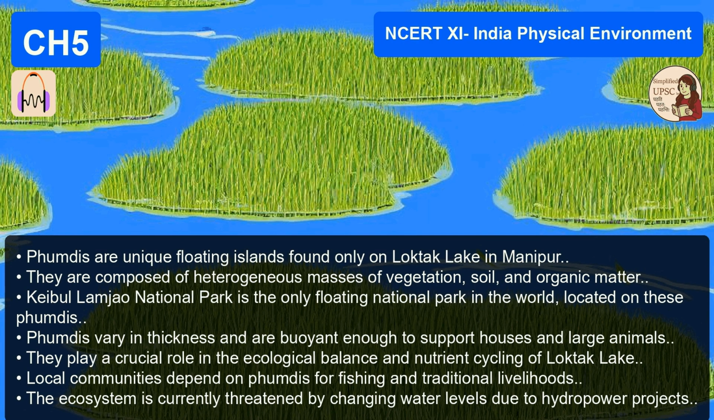Let's move to the coast now. Mangroves. Nature's shield. Mangroves are these incredible salt-tolerant forests that you find in the intertidal zones. They play a massive, massive role in coastal protection against cyclones and tsunamis.